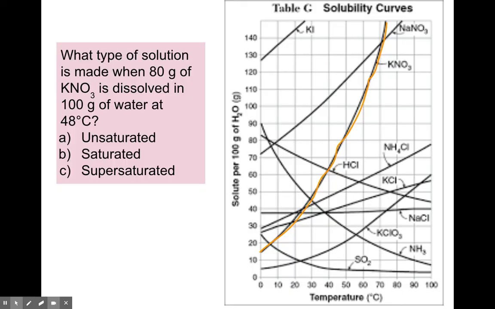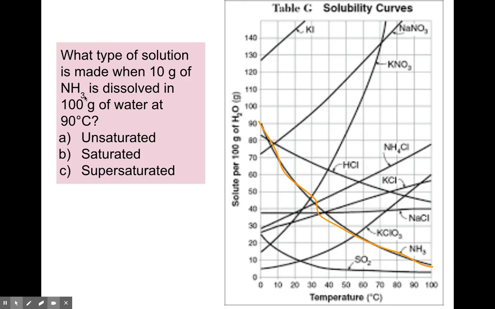Let's try another. What type of solution is made when 80 grams of KNO3 is dissolved in 100 grams of water at 48 degrees? So go to 48 degrees and 80 grams and put a dot. Okay. There's your dot. 48 degrees, it's approximate. KNO3 is what we're studying. Compare the line with the dot. And hopefully you're saying, hey, it's on the line. It's saturated. Let's try another.